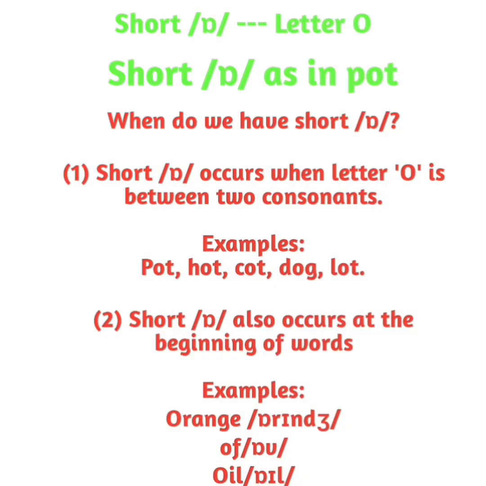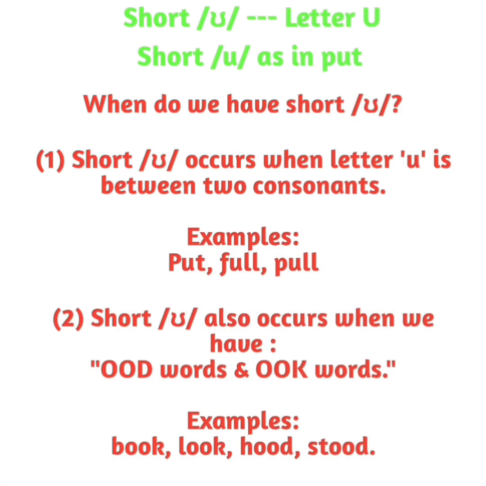The same thing is applicable to O. Whenever we have letter O in between two consonant letters, they are short. Pot, hot, dog, lot. And sometimes this letter O, if it's found at the beginning of a word, should also give short O. For instance, orange, and so on. And lastly, short U. Whenever you have letter U in between two consonant letters, they give short U. For instance, put, full, wool.